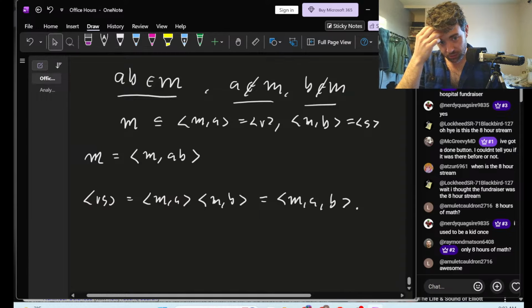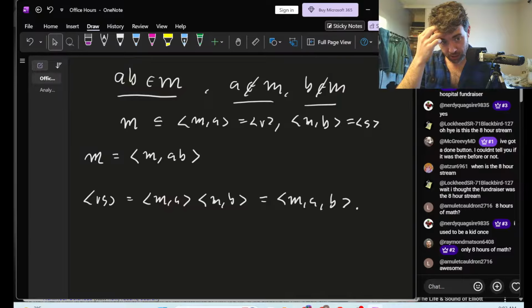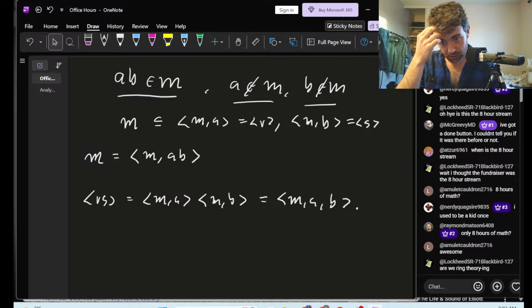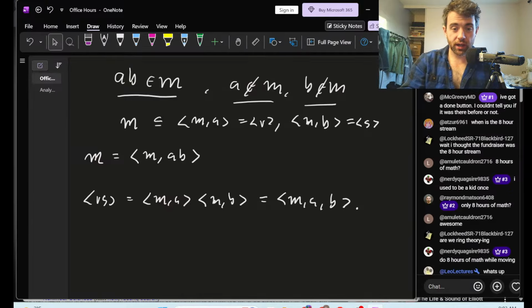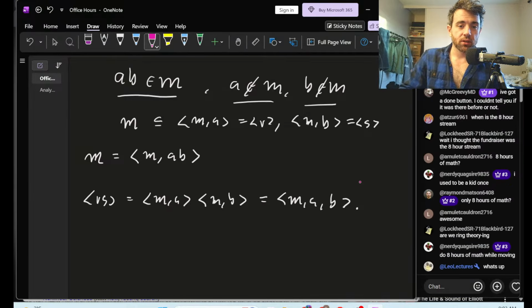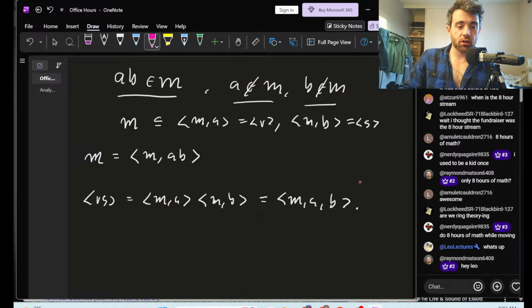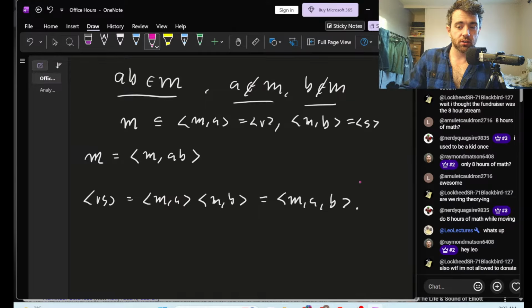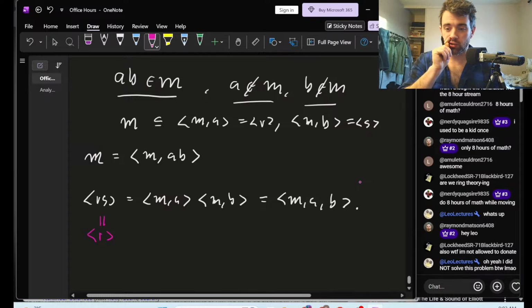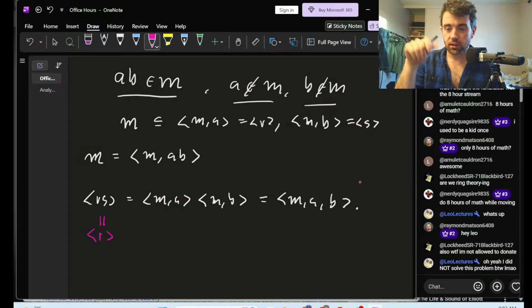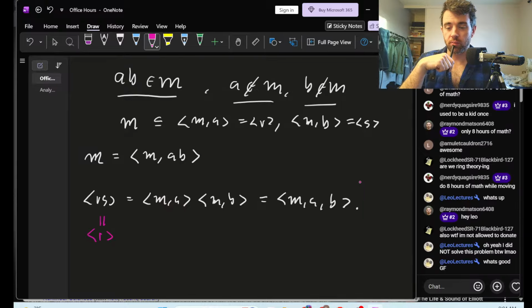Anyways, we need to figure out why M is principal. Why is M principal? Well, this ideal is prime. Hang on. This ideal is prime. So actually, R itself should belong to this ideal, and so it should actually be equal to one of these generators. You did not solve this problem, by the way? Okay, good. That makes me feel slightly less dumb.